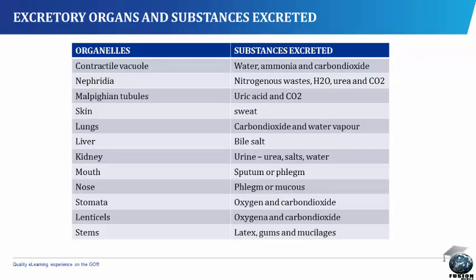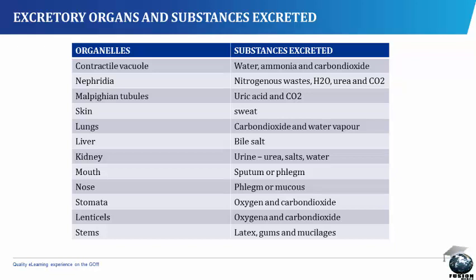Excretory organs and substances excreted. On the screen are lists of some organs and the substances they excrete. The contractile vacuole excretes water, ammonia, and carbon dioxide, while the nephridia excrete nitrogenous waste, water, urea, and carbon dioxide. Malpighian tubules excrete uric acid and carbon dioxide. Skin excretes sweat. Lungs excrete carbon dioxide and water vapor. Liver excretes bile salt. The kidney excretes urine, also known as urea. It excretes salt and water.